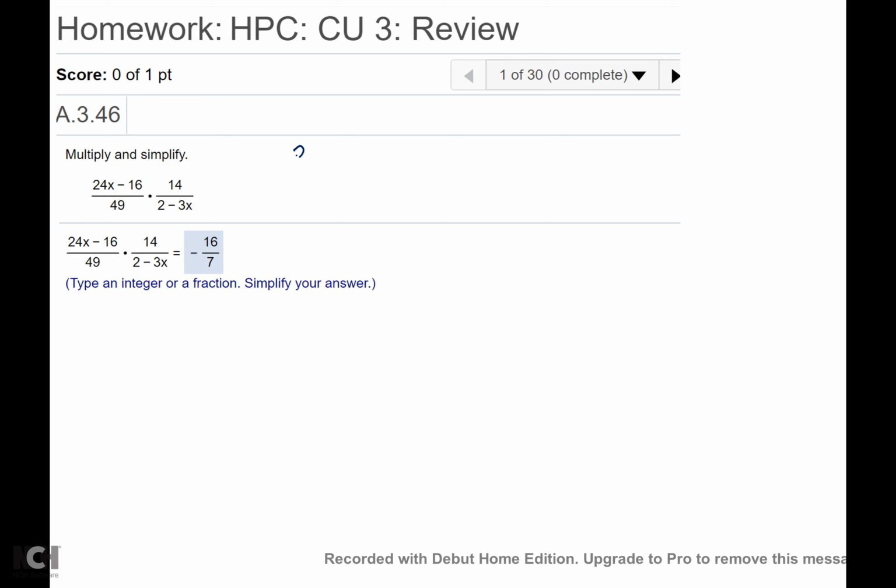So my 24x minus 16, I can pull a 4 out of there. So if I pull a 4, I would have 6x minus 4. And that means I can pull an 8, actually, which would leave 3x minus 2. So the top of this I'm going to rewrite is 8 times 3x minus 2. The bottom I can't do anything with. The top I can't do anything with. And the bottom I can't do anything with.